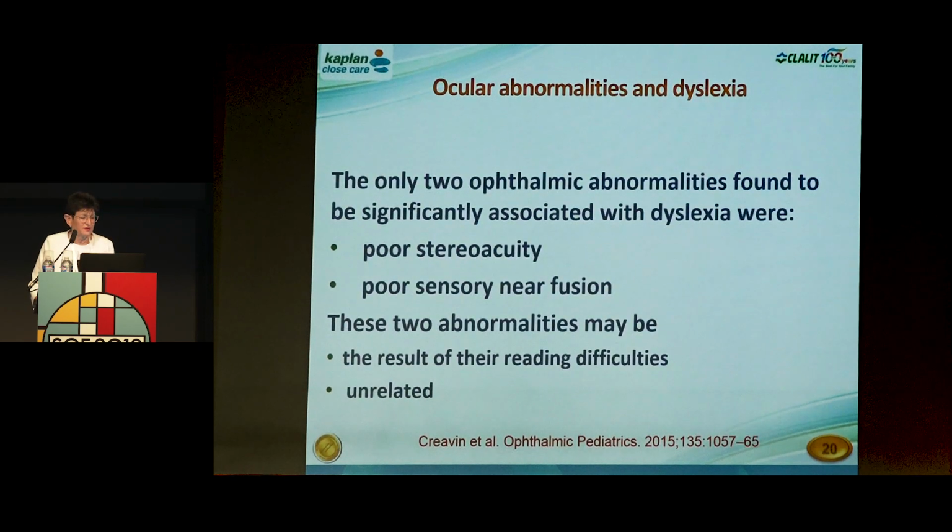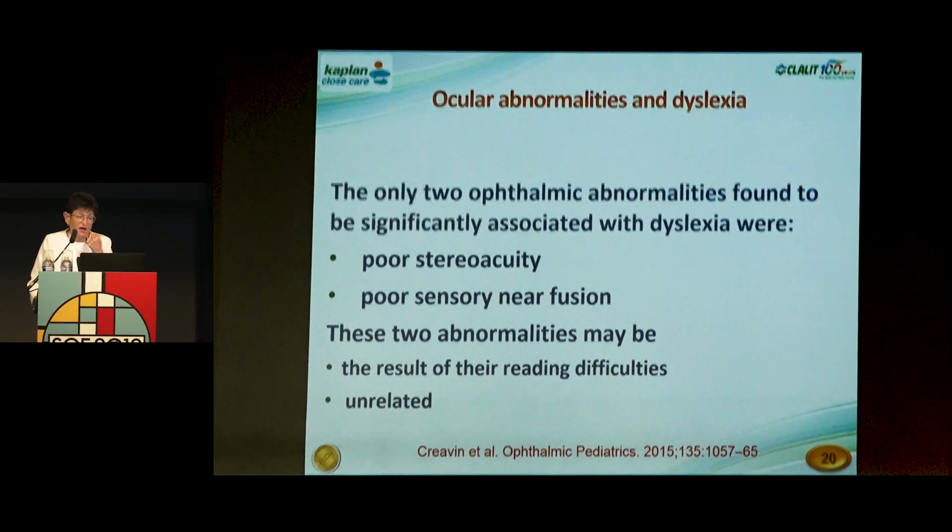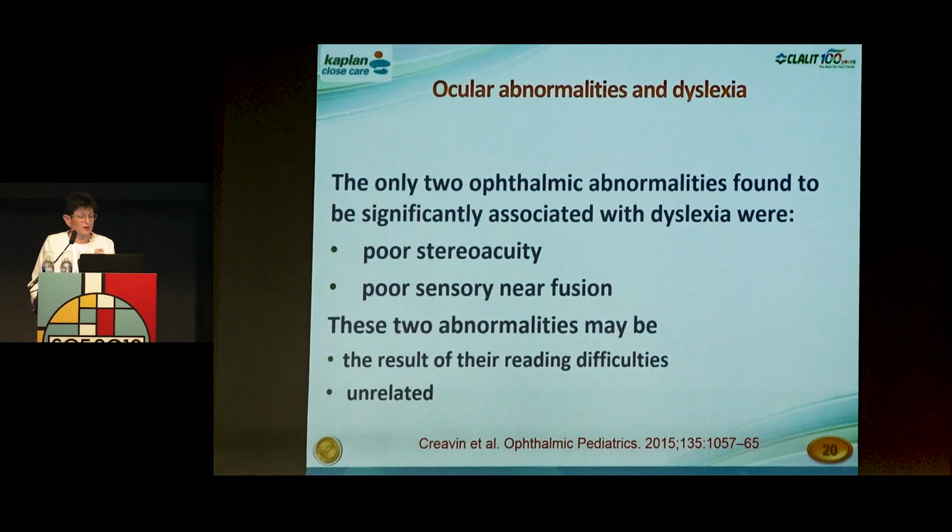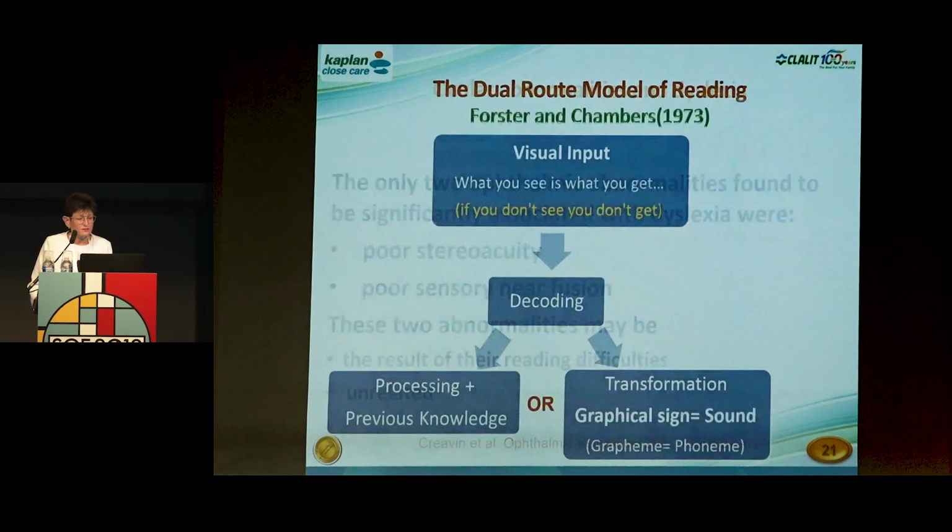However, they did find two ophthalmic abnormalities. One of them was poor stereo acuity, and the other was poor sensory near fusion. The distance fusion wasn't correlating. They concluded that these two abnormalities may be the result of the reading problems or unrelated, but not the reason for the dyslexia.